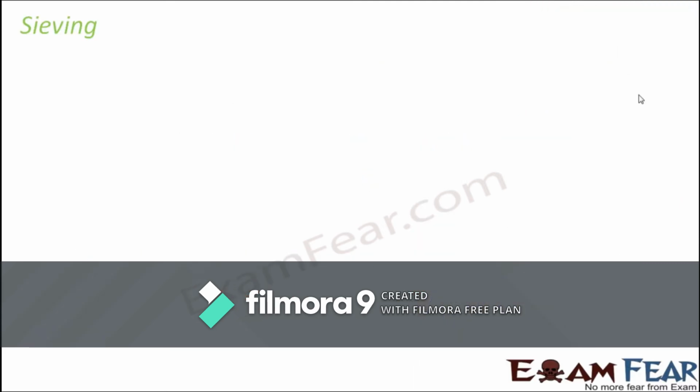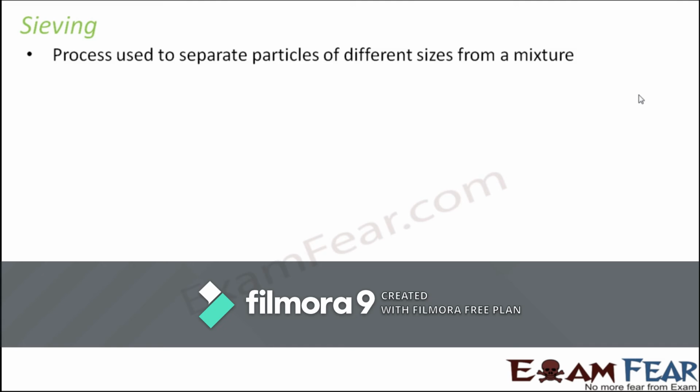Let's talk about the fourth process, which is sieving. So what is sieving? When we talk about sieving, it is like separating particles of different sizes from a mixture. Here it doesn't matter whether a particle is heavy or light, but if the size of the particles is considerably different, in that case we can make use of sieving.